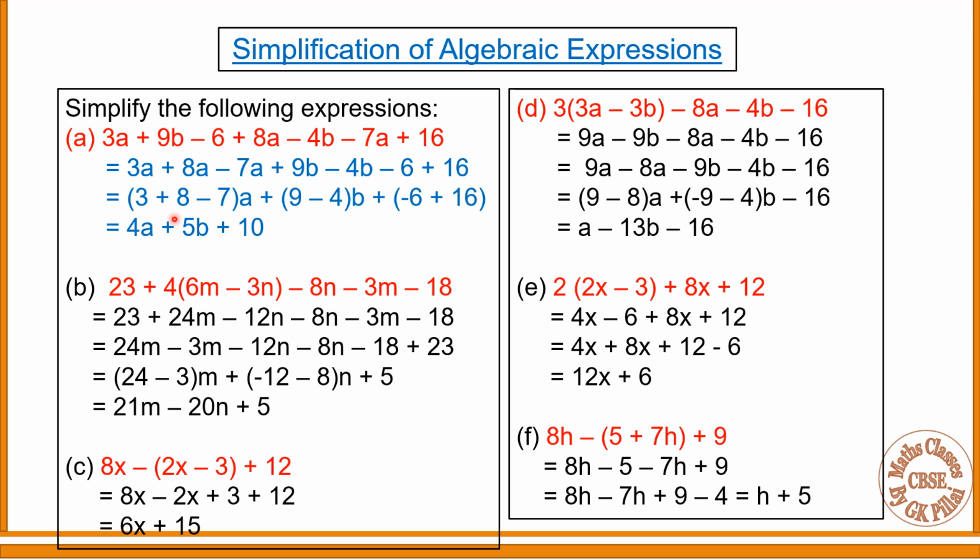So this will be 3 plus 8, 11, 11 minus 7 is 4, 4a. 9 minus 4, 5, 5b. And this will be 10.